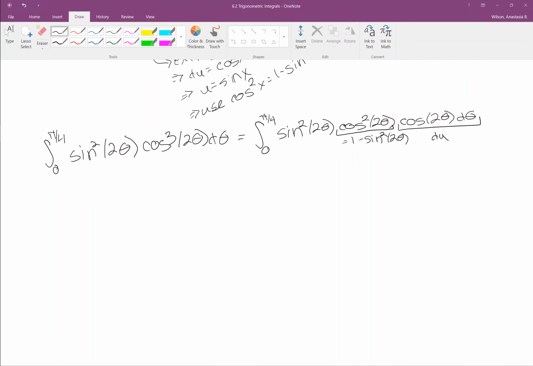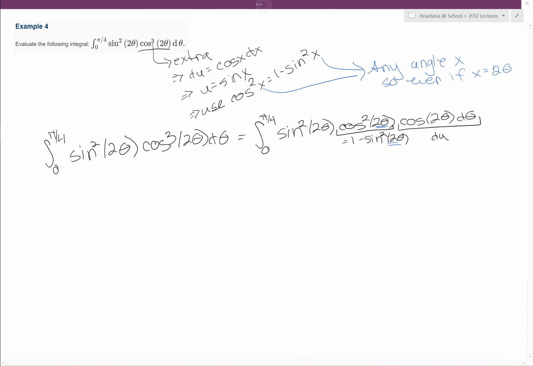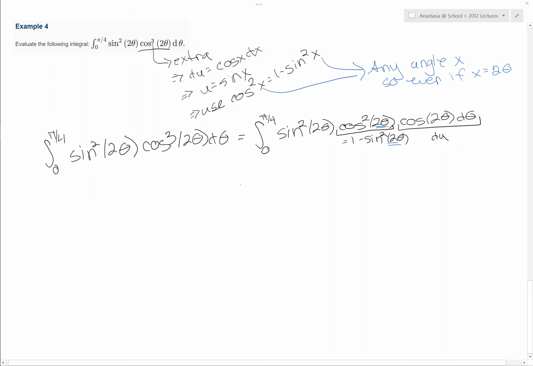Notice that this trig identity here is true for any angle x. So it's true even if x is equal to 2 theta, which is what we have here. So this means that we have the integral from 0 to pi over 4 of the sine squared of 2 theta times 1 minus sine squared of 2 theta times the cosine of 2 theta d theta.